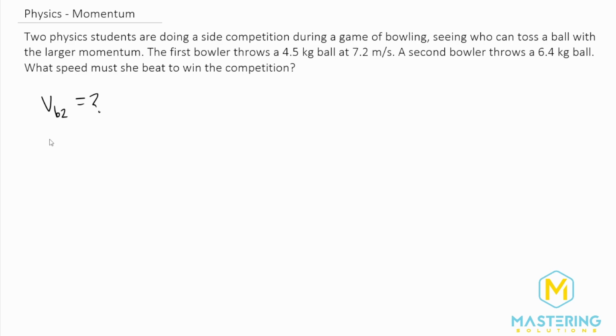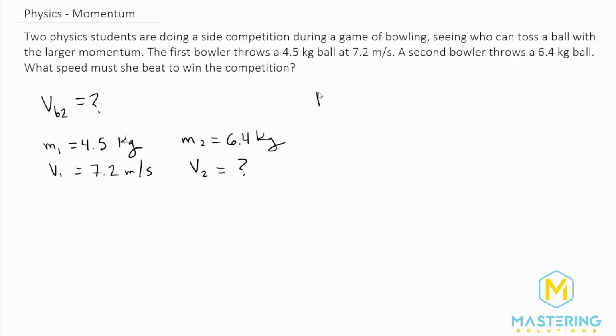So let's write down a list of all the other variables. We know that bowling ball 1 has, we'll say mass 1 is equal to 4.5 kilograms. And then the velocity of the first bowling ball is equal to 7.2 meters per second. Those are all in SI units, which is great. We don't have to convert anything. And now we know that the mass of the second bowling ball is equal to 6.4 kilograms. Obviously, the velocity of the second bowling ball, as we already discussed, is what we're looking for.